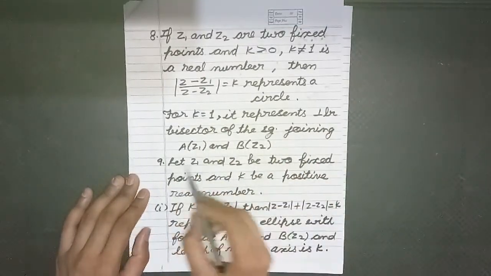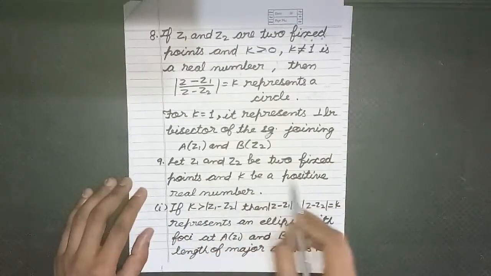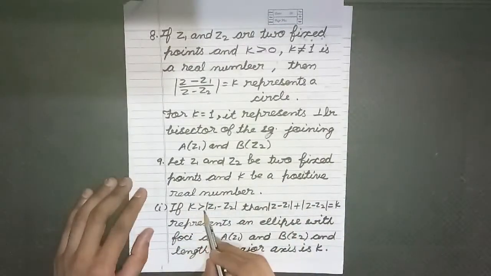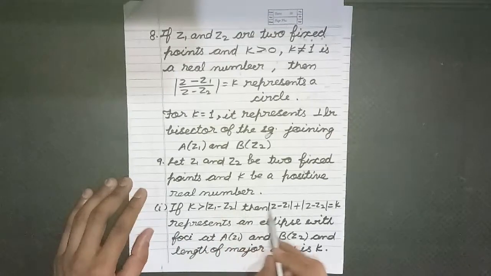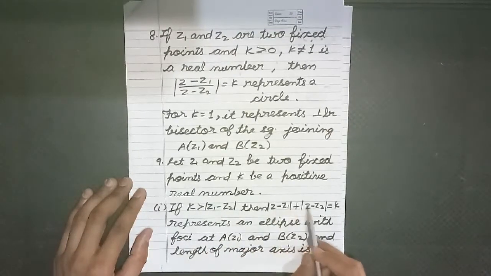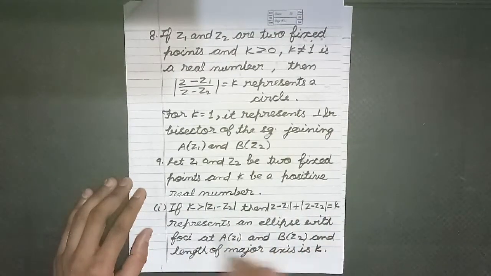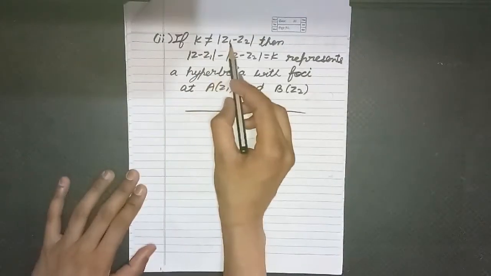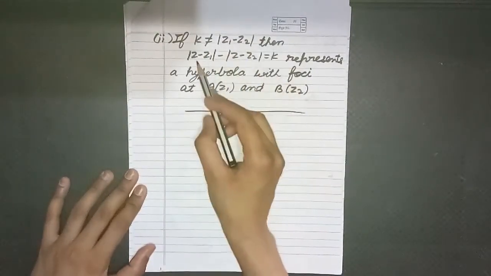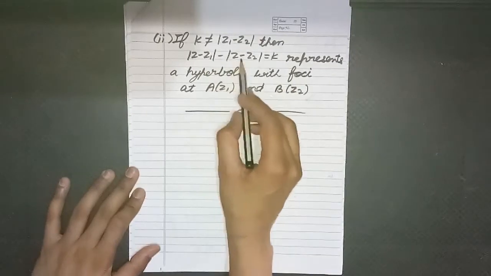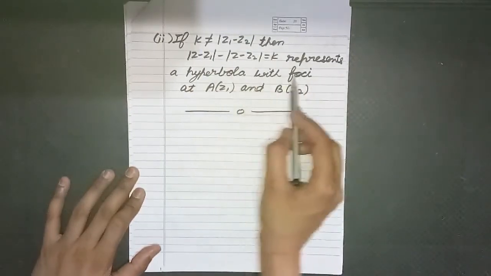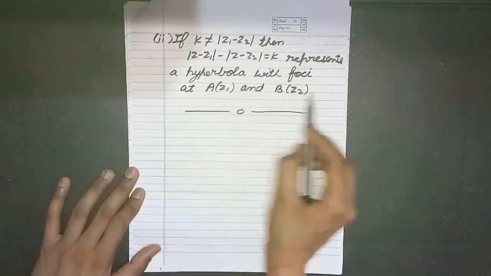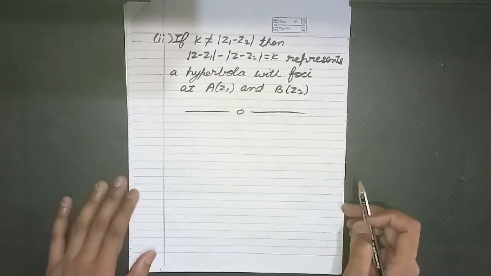Ninth, let z1 and z2 be two fixed points and k be a positive real number. If k is greater than modulus of z1 minus z2, then modulus of z minus z1 plus modulus of z minus z2 equal to k represents an ellipse with foci at A(z1) and B(z2) and length of major axis k. Second, if k is equal to modulus of z1 minus z2, then modulus of z minus z1 minus modulus of z minus z2 equal to k represents a hyperbola with foci A(z1) and B(z2).